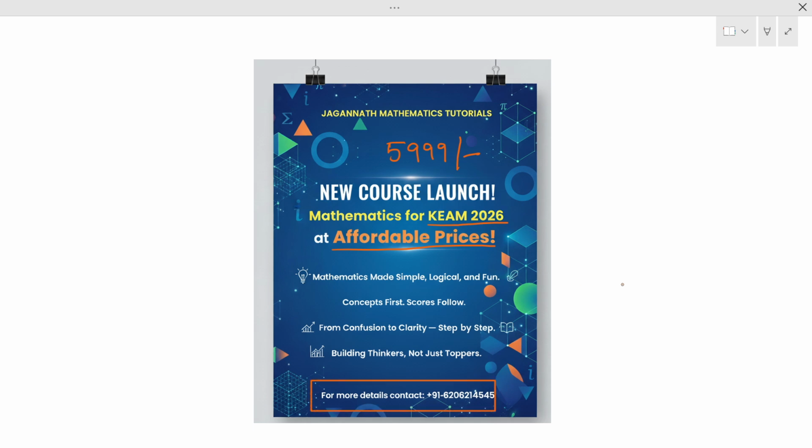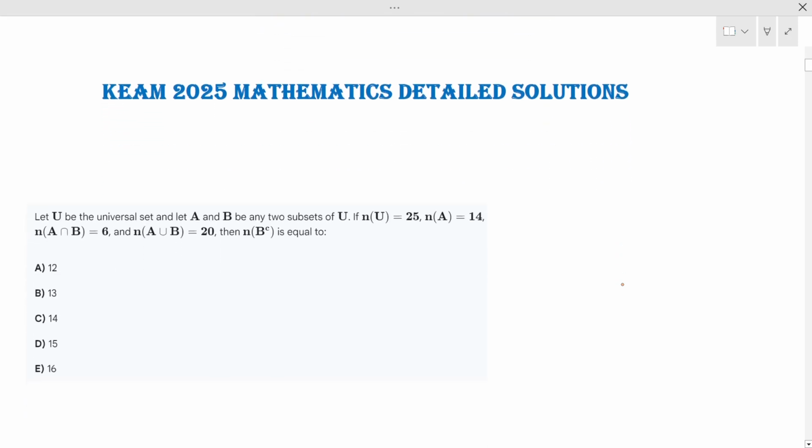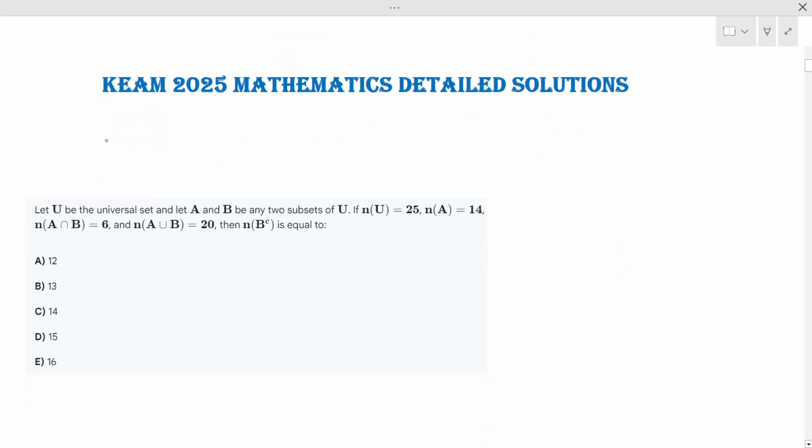Alright, so now we are going to discuss the KEAM 2025 mathematics detailed solution. So here is the first question for all of us. Let U be the universal set and let A and B be any two subsets of U. If the number of elements in the universal set is 25, n(A) is 14, n(A intersection B) is 6, and n(A union B) is 20, we are asked to find n(B complement).